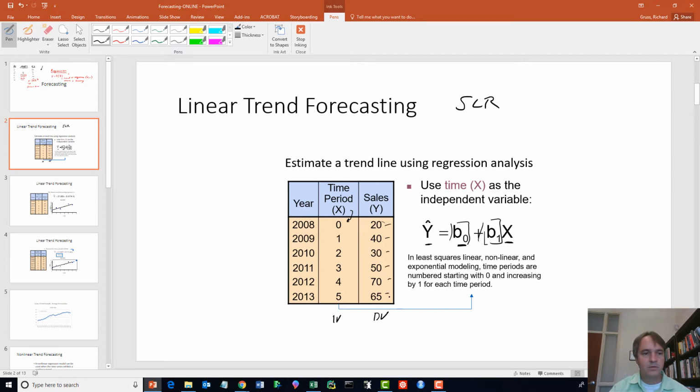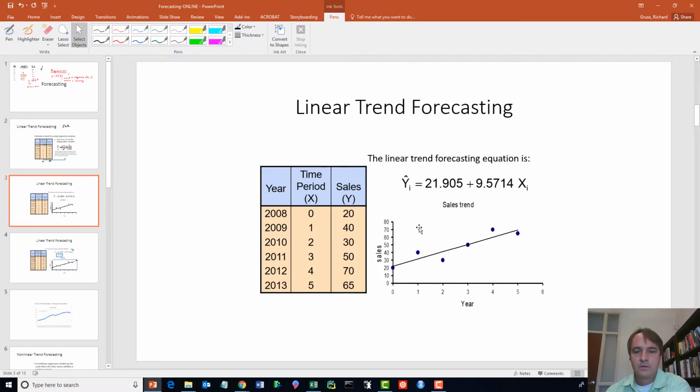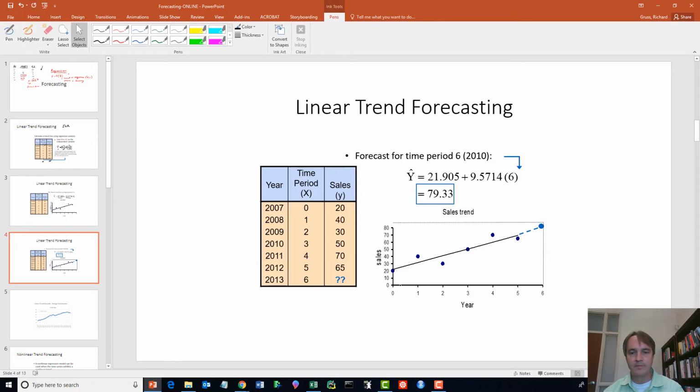So, for example, now that we've got our x here, if we were to regress y on x, we would get back this kind of equation. So how do we use this to predict? All we have to do, remember that this is our x, is plug the new time period into the equation, and that's our new x, and that would give us back the forecast for that period. So that would be 79.33 right there.